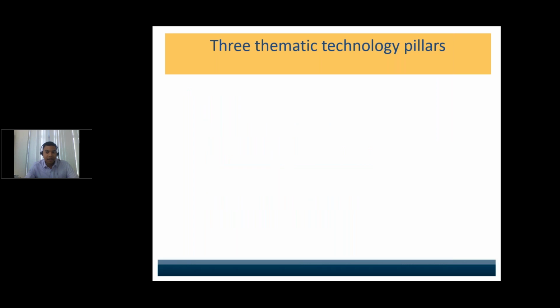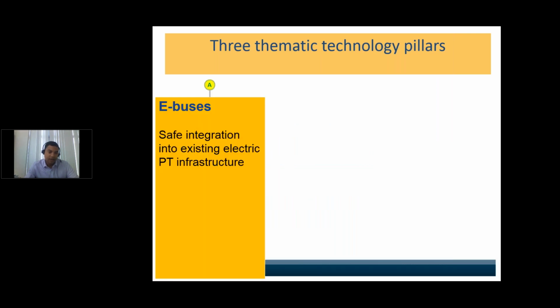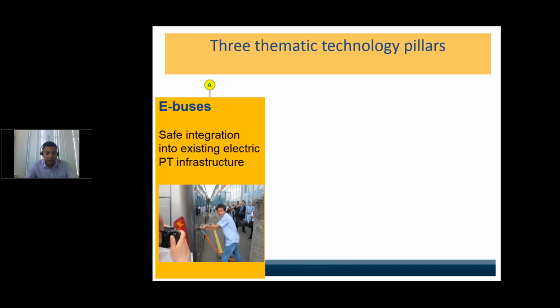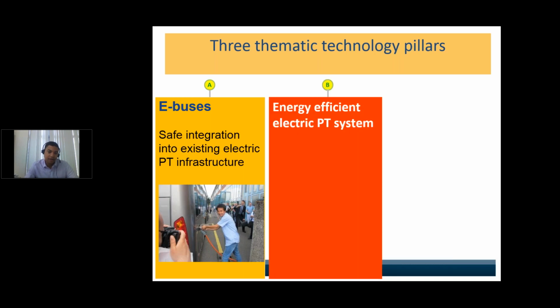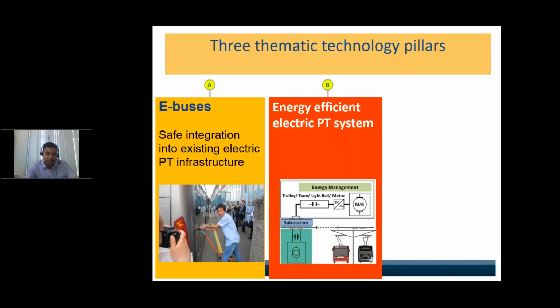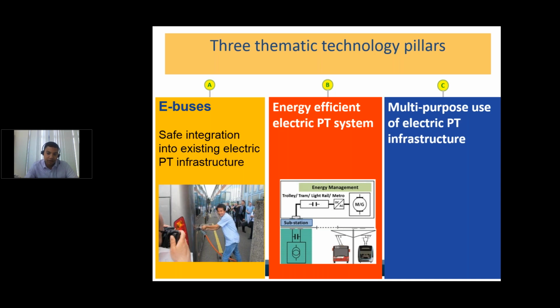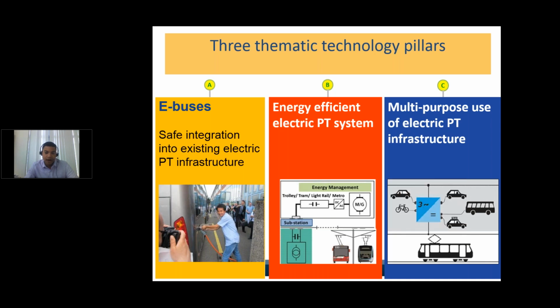The first one being the theme of the webinar today, which is e-buses, so integration of electric buses into the existing public transport infrastructure. The second one being energy storage systems, energy efficient public transport systems. So how can we recuperate braking energy from rail, so metro, tram, but also trolley buses, using reversible substations and flywheels, and to increase the energy efficiency within the public transport system. And then the third pillar is about multi-purpose use of electric public transport infrastructure. So how can we charge, for example, electric cars, electric bicycles, electric taxis using existing infrastructure of trams or metro?